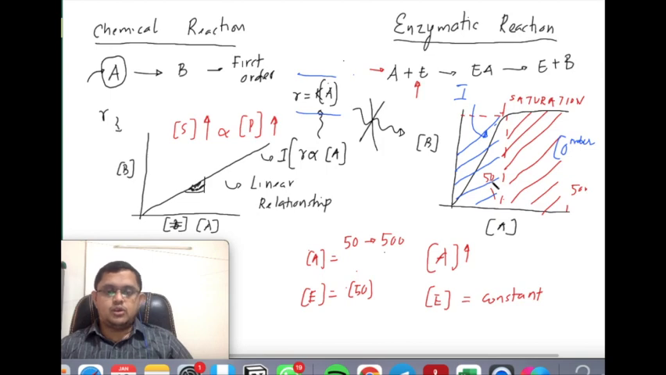So now how can I check this? That is what we call real enzyme kinetics. That is how enzyme kinetics differs from your normal non-enzymatic chemical kinetics. So we need special models to explain this particular graph, and that is what we are going to see next.